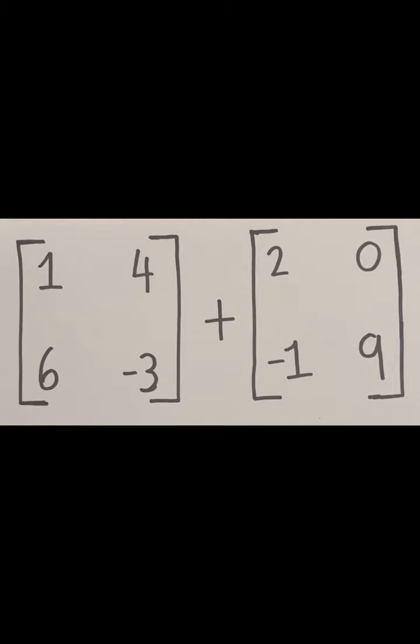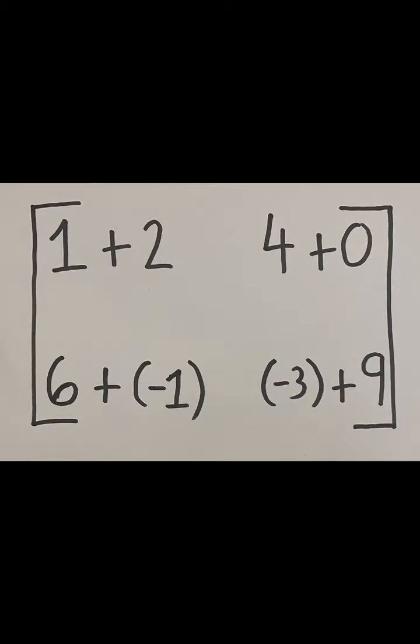Now let's see how the addition of corresponding elements is done. We will write 1 plus 2, which is the entry 1 to 1, 4 plus 0, which will be the entry 1 to 2, 6 and -1, which will be the entry 2 to 1, and -3 and 9, which will have the entry 2 to 2.